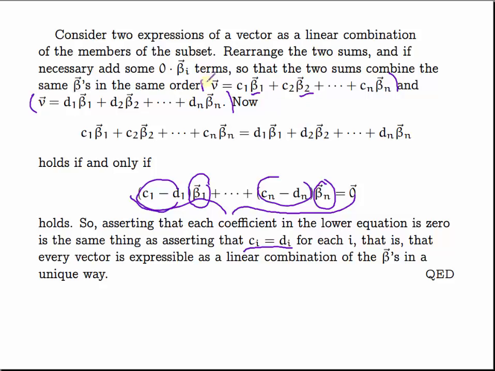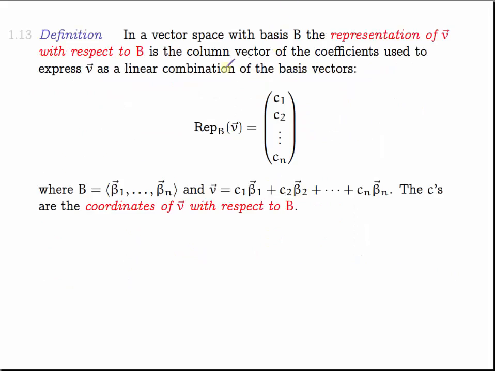And the thing that made that possible was the fact that there is no linear relation relating the b's, because they're linearly independent. So the upshot is, if we have a basis, we have a unique representation of every vector in the vector space. Okay, so we use that to make a definition.